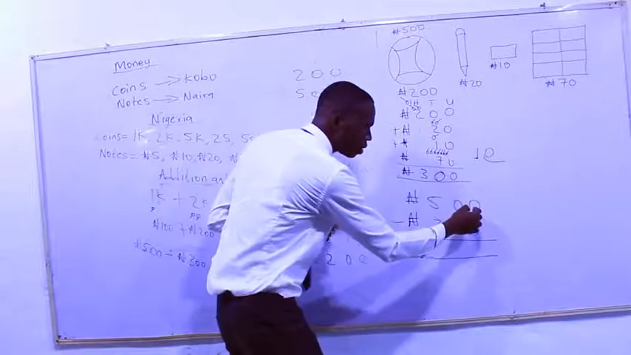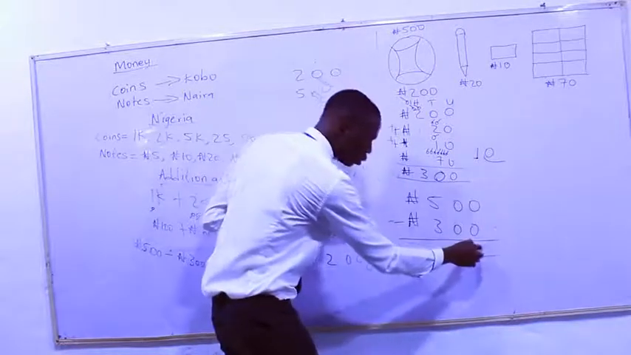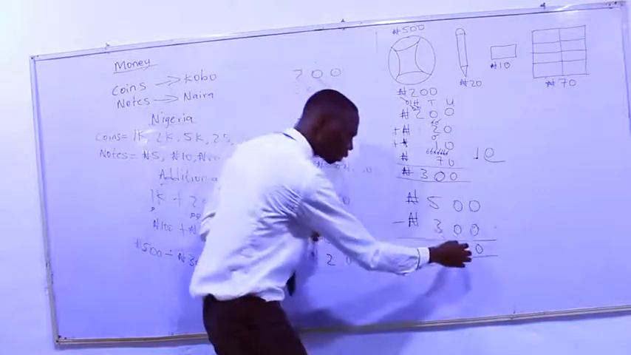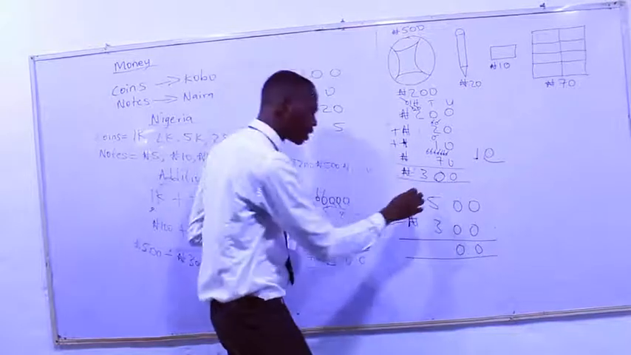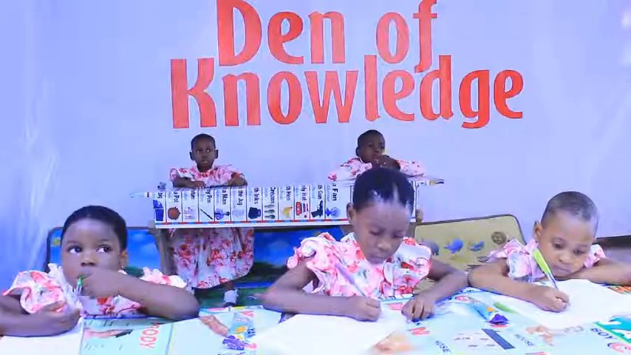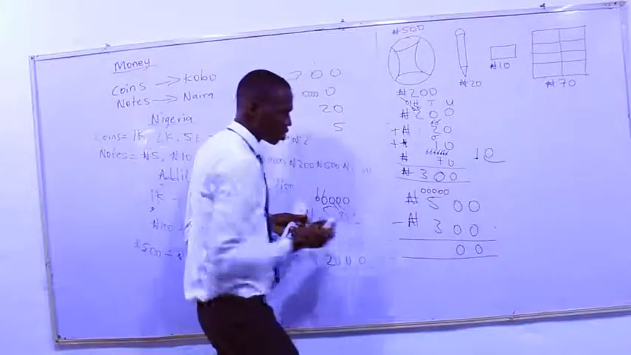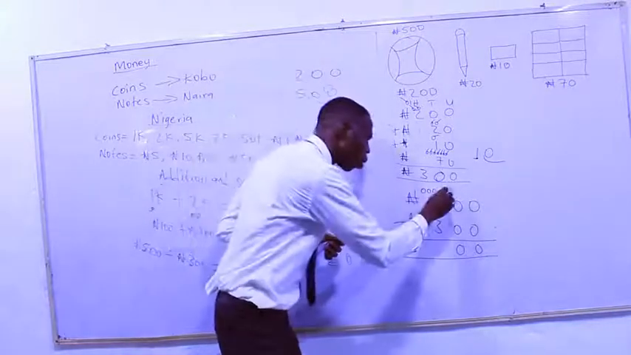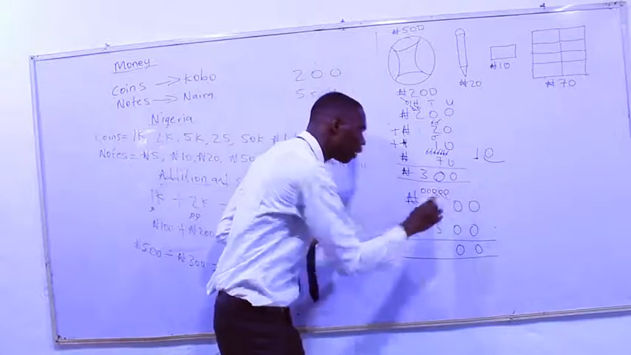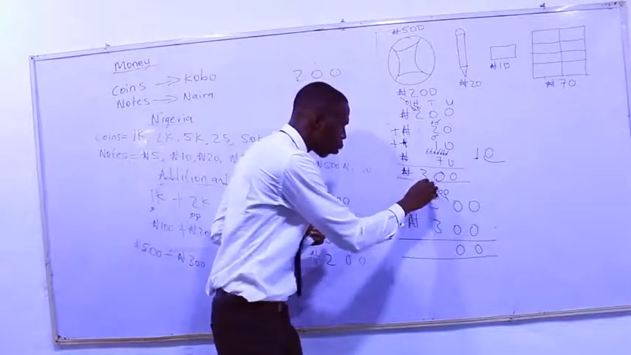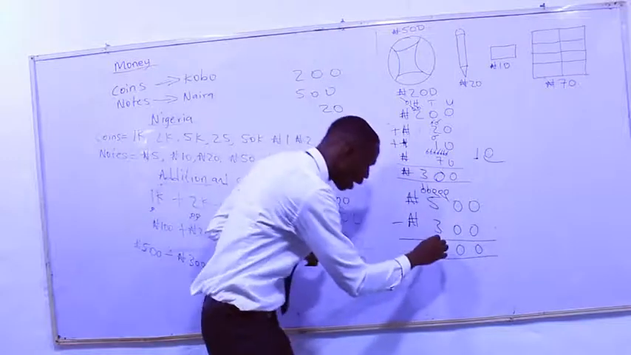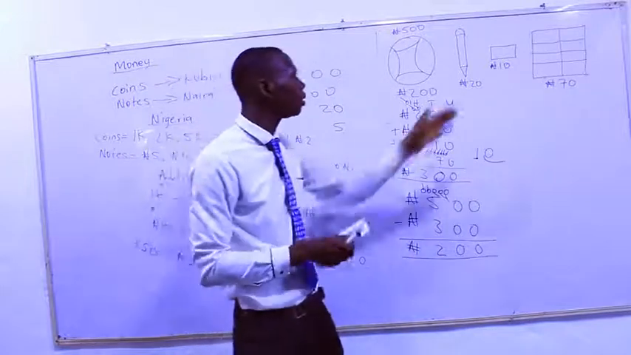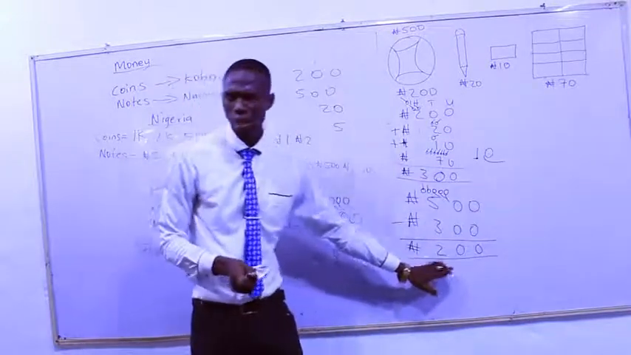Let's count. This is 0, this is 0. We are not removing anything. This is 0, there's nothing to count. This is 0, there's nothing to count. Minus, it will still be 0. Here is 5. Let's count: 1, 2, 3, 4, 5. And here is 3. We are removing 3 from 5. Let's remove: 1, 2, 3. How many is left? 1, 2. Alright, 2. That means after buying all your wants, you will still have a balance of 200 naira.